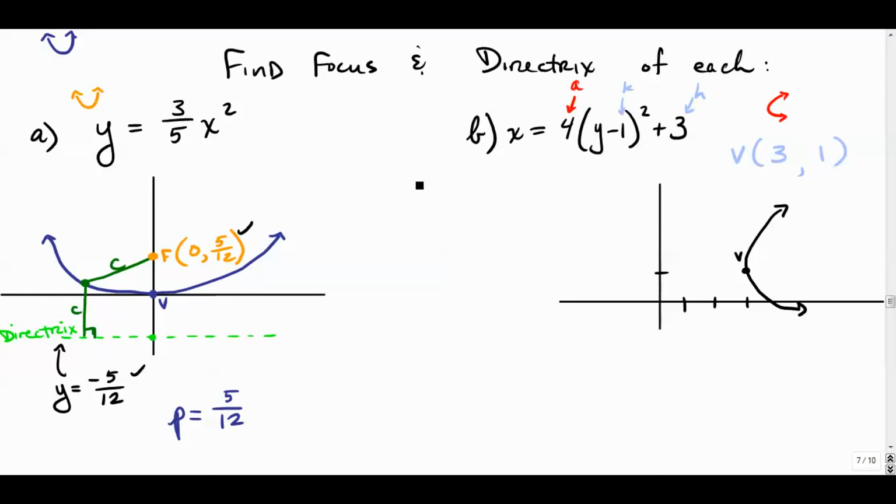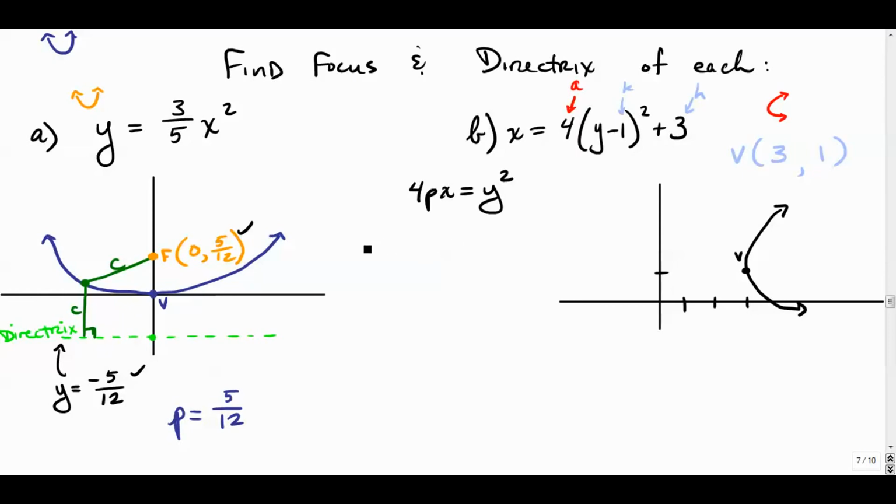That's the key here. Remember, the p-value is the distance from the vertex to the focus and from the vertex to the directrix. And in this case, the general form is 4p x is equal to y squared. That's how we find our p-value. I'm using that format here because, again, it's y squared. So let's get this whole y squared by itself. I know it's y minus 1 quantity, but that's alright. Let's get it by itself.